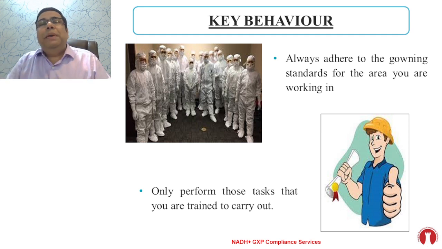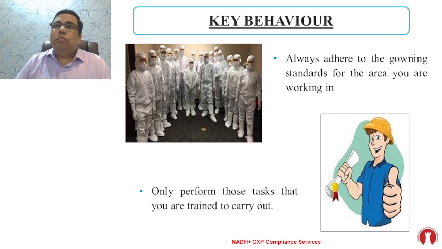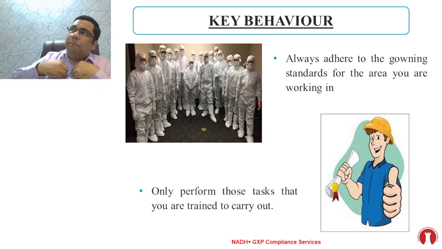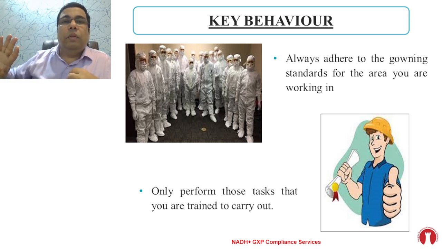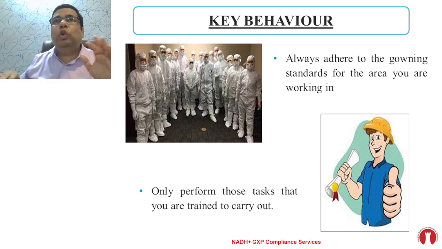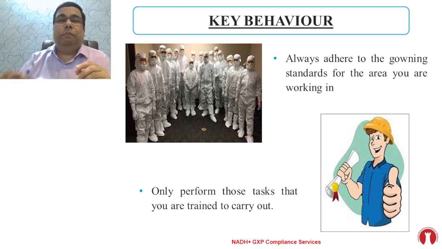The next key behavior is to only perform those tasks that you are trained to carry out. Here the problem is, we always don't like the job we are doing. I always like the job the X person is doing. The X person will always like the job done by the Y person. And the Y person will always like the job the Z person is doing. So we don't like our own job at all. We only like the other person's job.